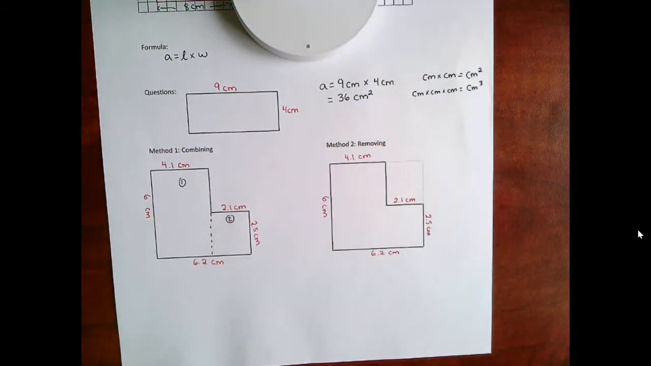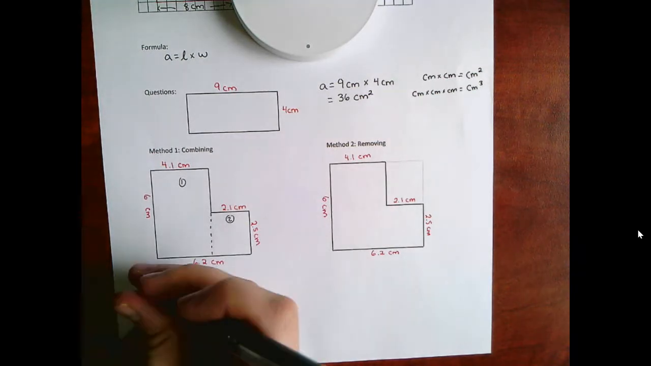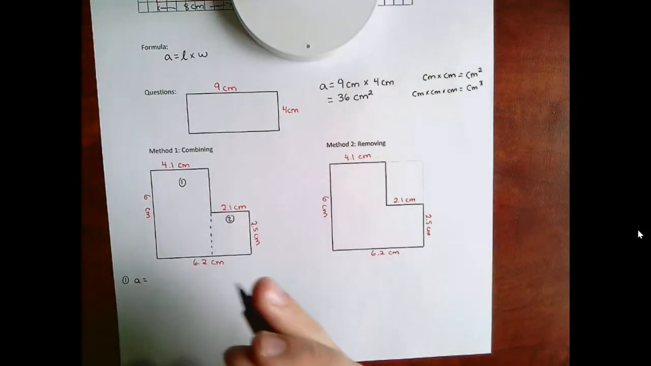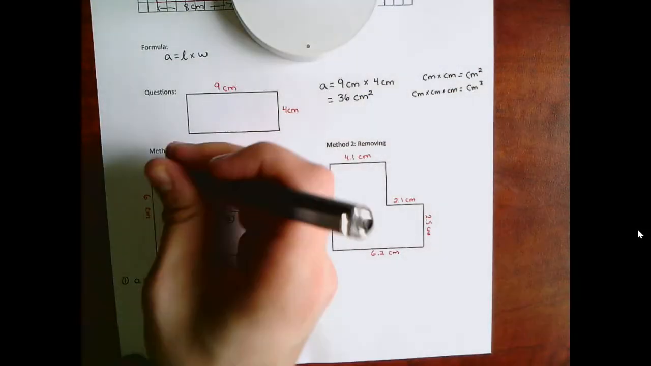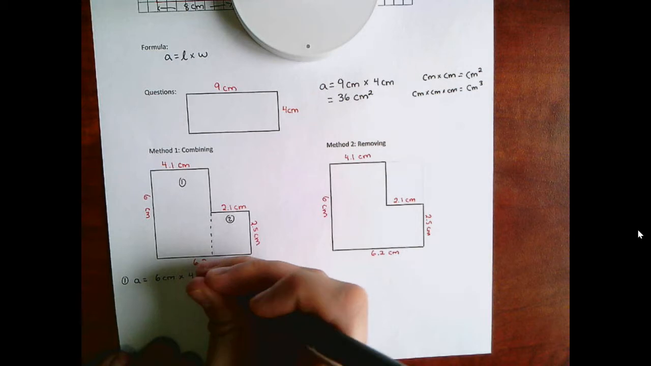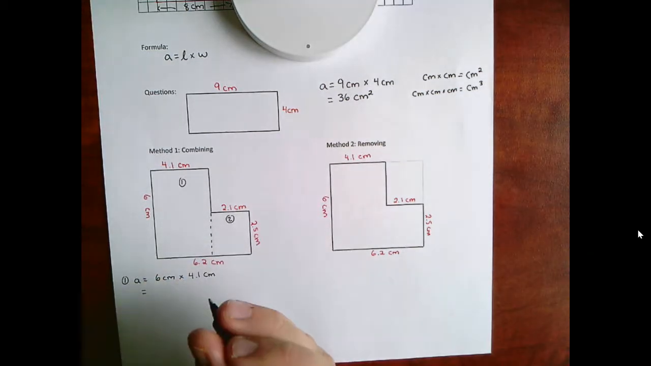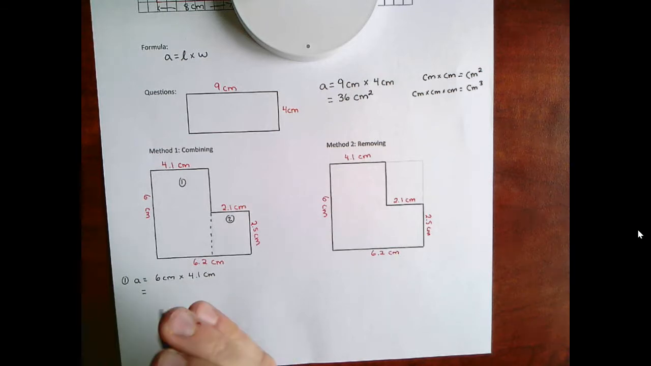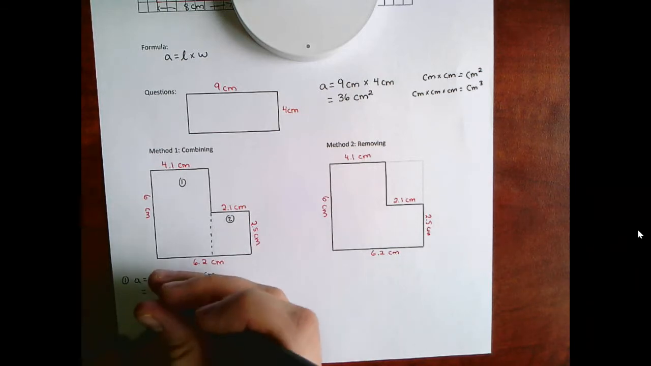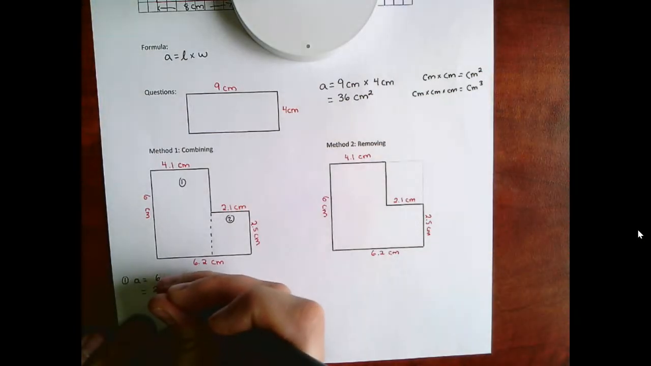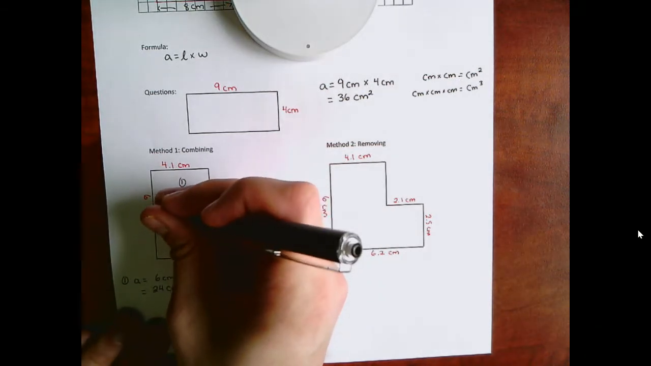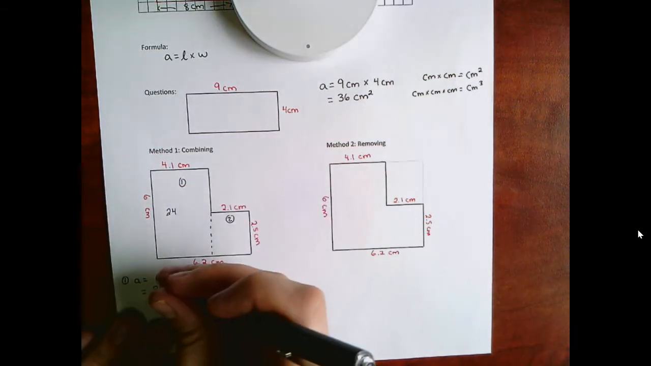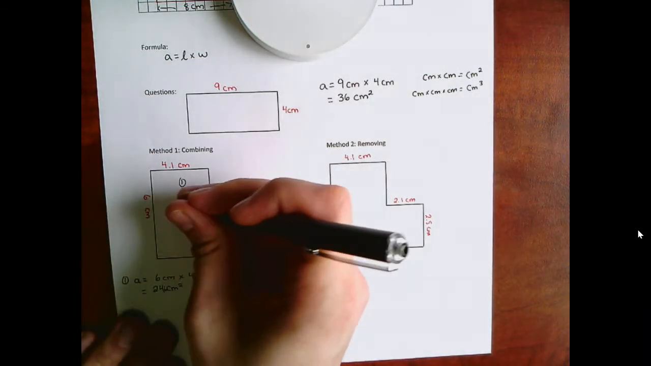So first we need to calculate the area of shape number 1. Our area is going to be our length, which in this case is 6 centimeters, multiplied by our width, which in this case is 4.1 centimeters. If you have a calculator at home, you can use it, or you can calculate this on your own, but you will get an answer of 24.6 centimeters squared.